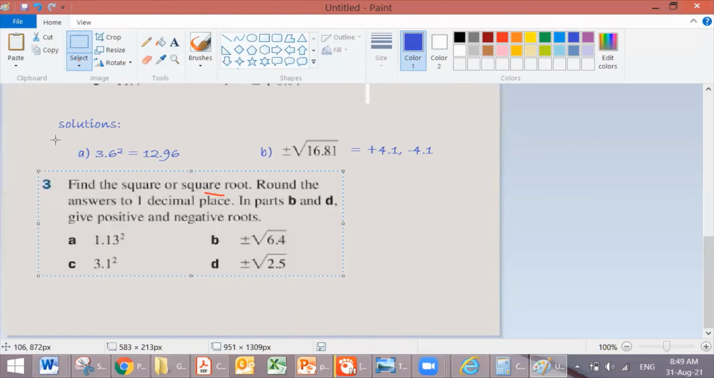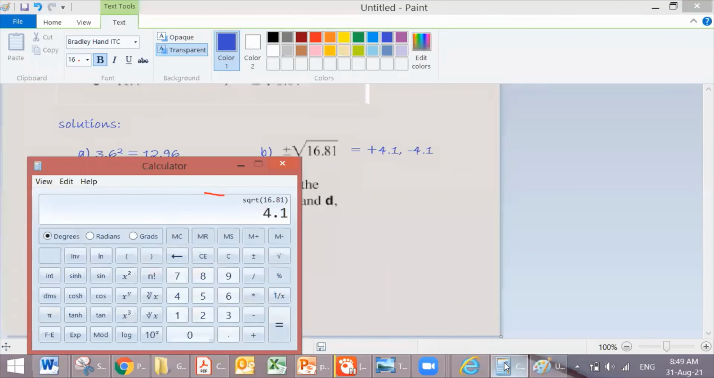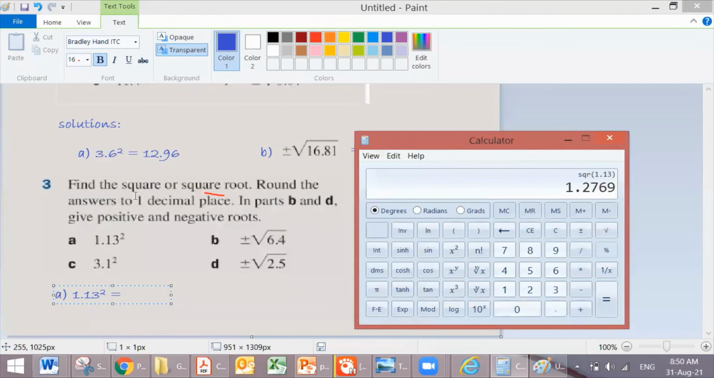Okay, so first of all, I will write question number 1. Part A I am going to solve. So this is 1.13 square. I will find 1.13 square using the calculator, and here is 1.13 and here is square. Okay, so this one is 1.2769. Okay, now read the statement again. Find the square or square root, round the answers to one decimal place.